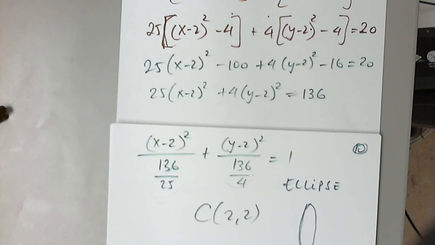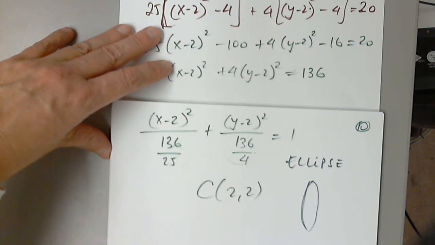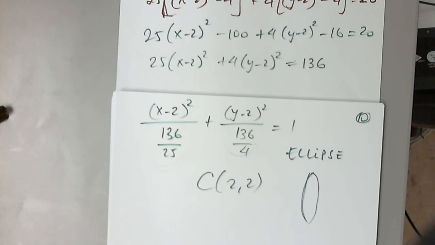Any questions? Any questions on this? Do we know how to complete the square and determine what it is? Is that a yes? Is that a no?